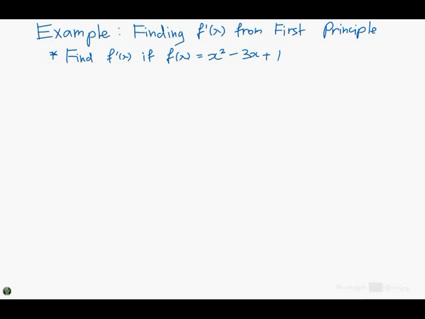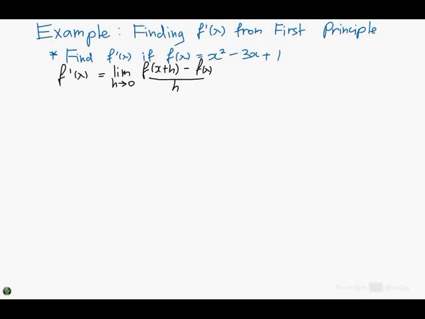Let's get started. First thing to notice is that we're finding the derivative from first principles, so you need to write down this formula. f dash of x is equal to the limit as h approaches 0 of f of x plus h minus f of x over h. Easy, right? Hopefully you've seen that before. If not, feel free to check out my introduction to derivatives video.